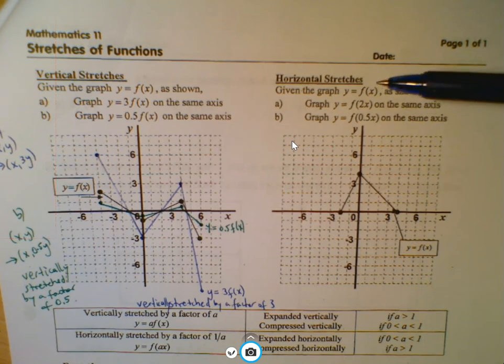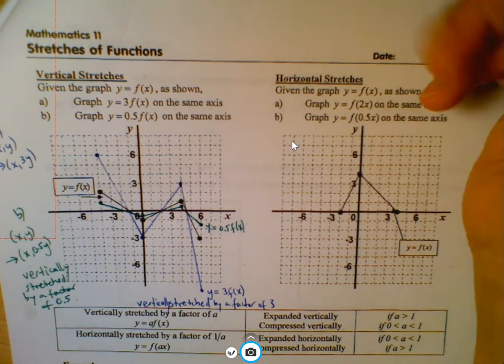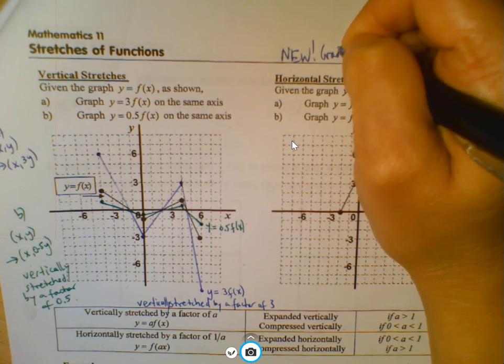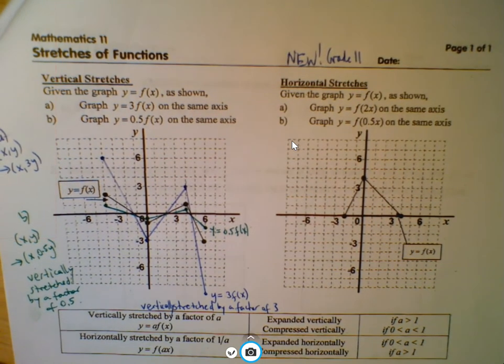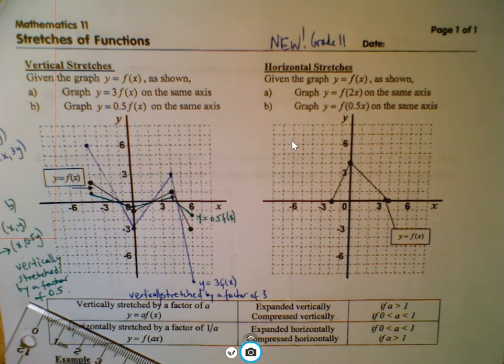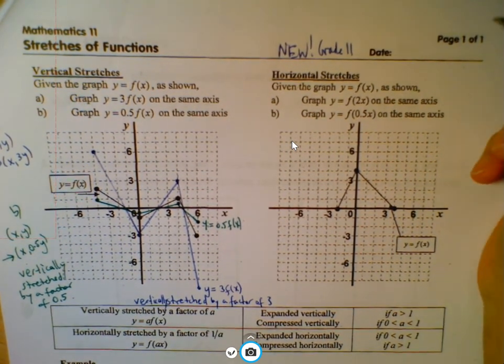So what we didn't have last year is anything on the inside of the x squared. And so this is brand new. I'm going to write here, this is new. Grade 11. So in grade 11, we have something called a horizontal stretch. This one's going to be a little bit more challenging. So we'll listen carefully, okay?